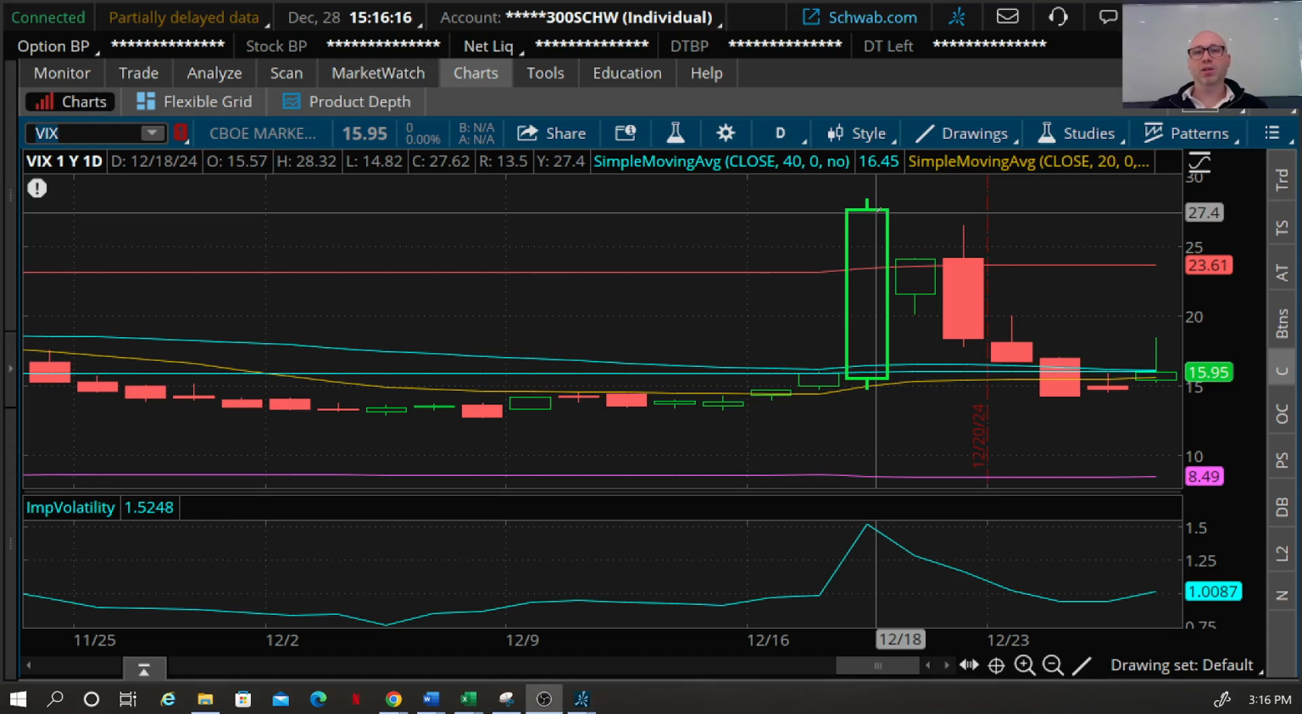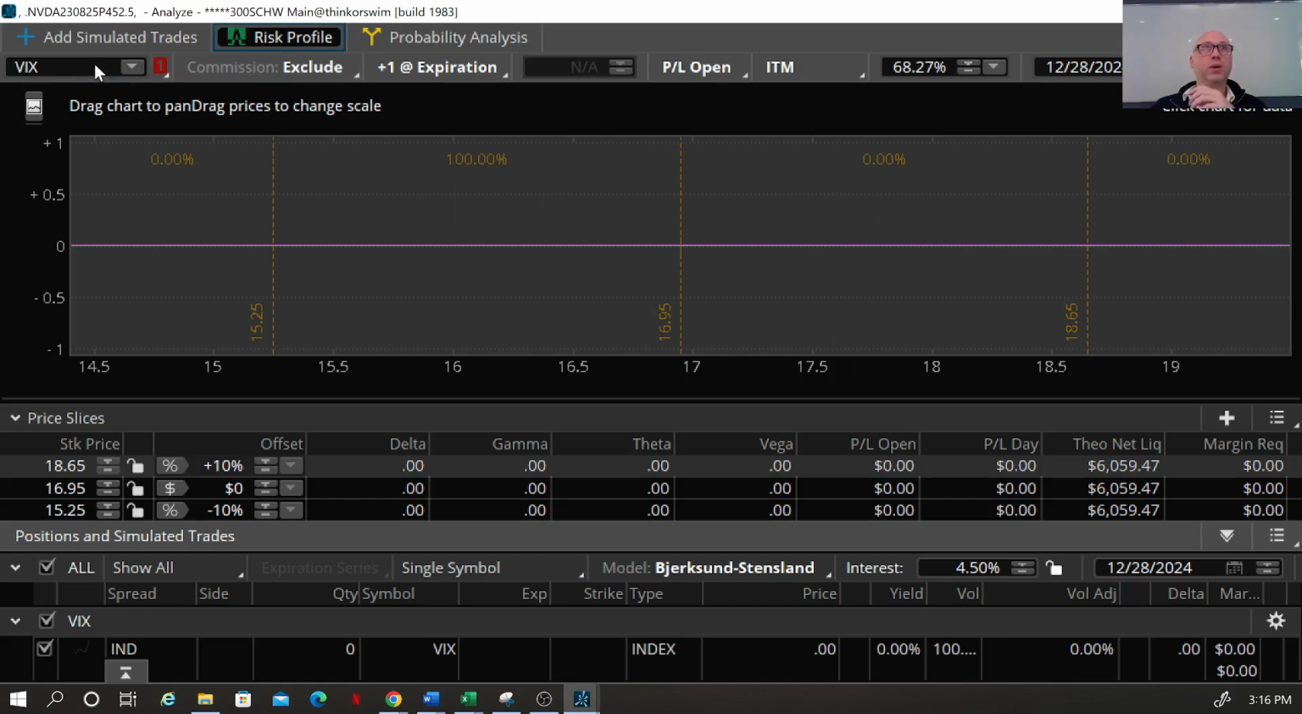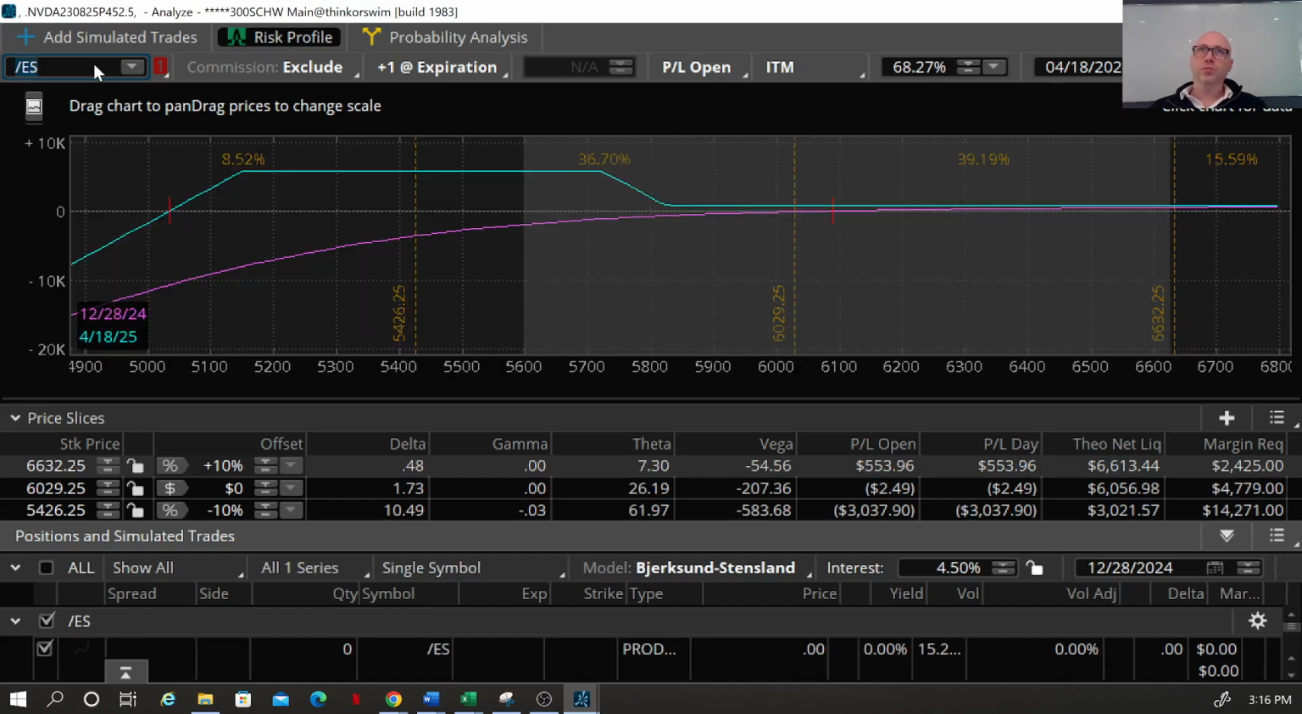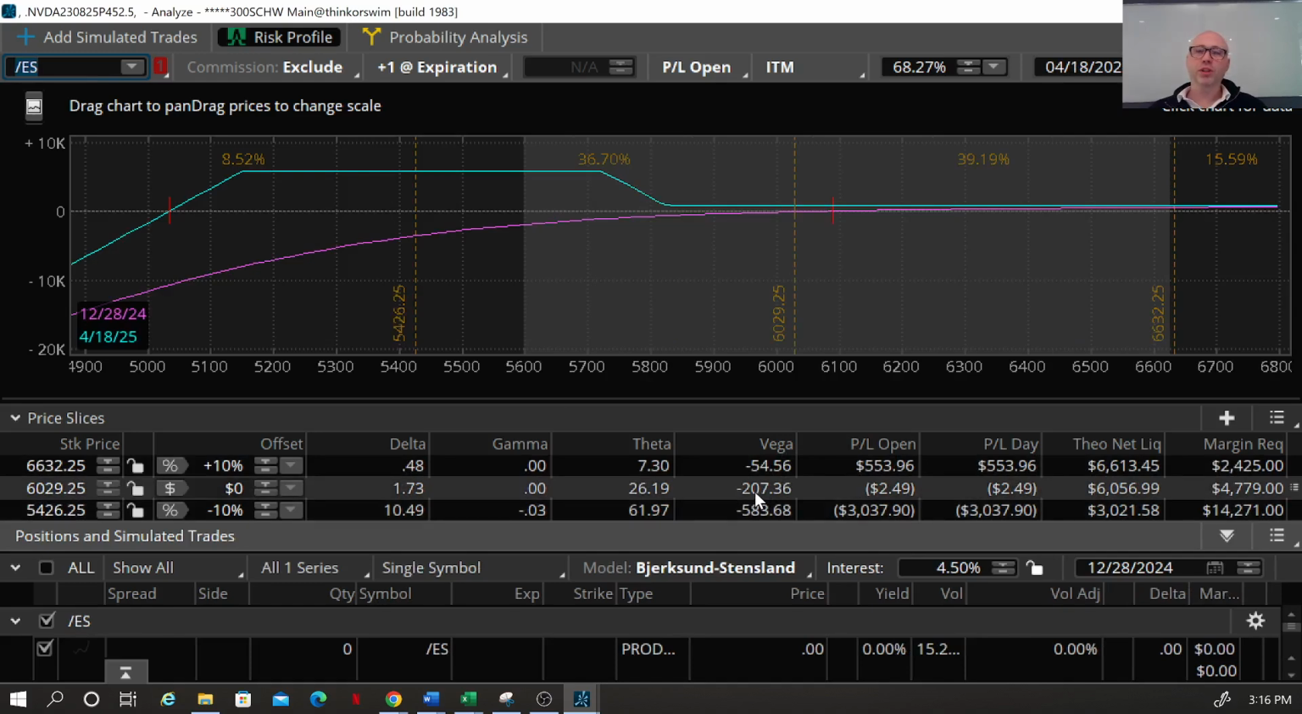So let's go back and look at this scenario in general. Let's go back to ES, pull this back up and walk through this scenario right here. Okay, so if our Vega is negative 207, what that means is with a 1% change, we either make or lose approximately $207.